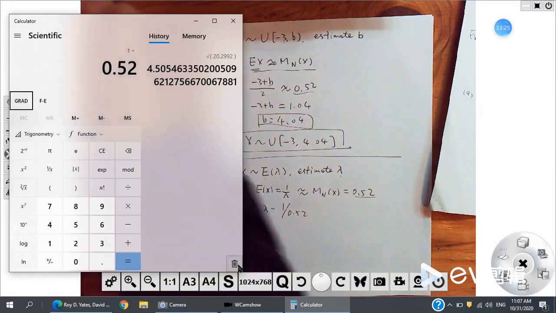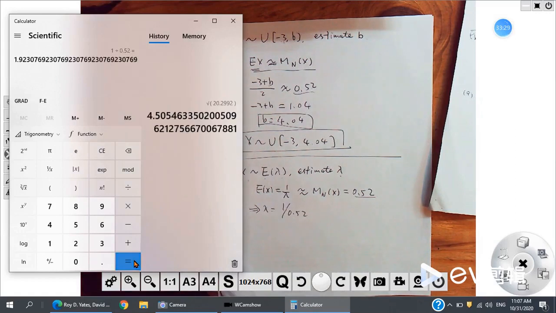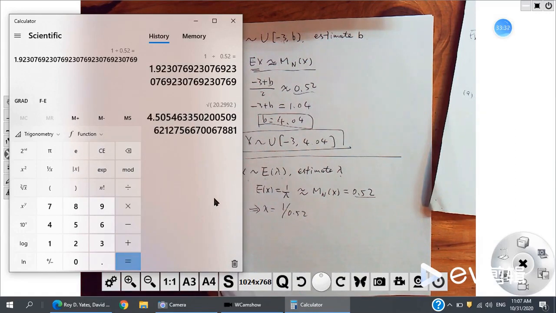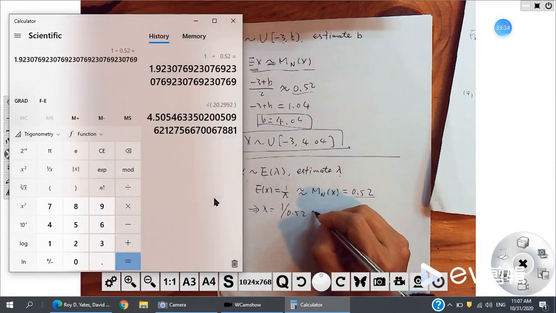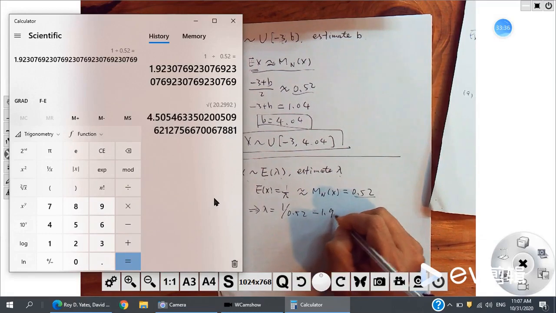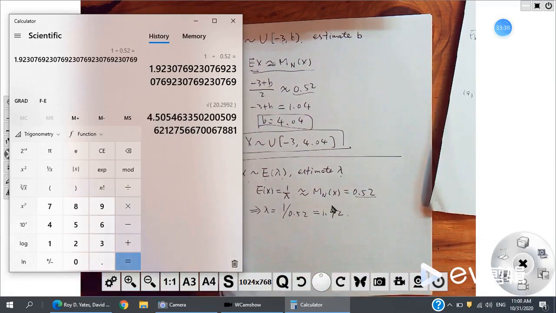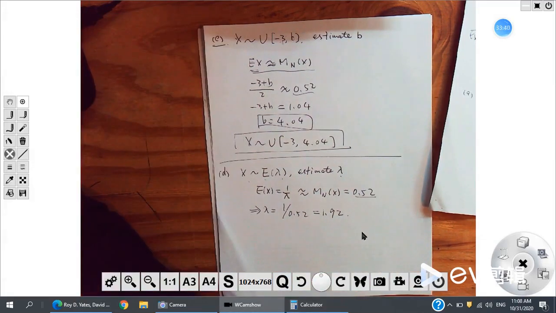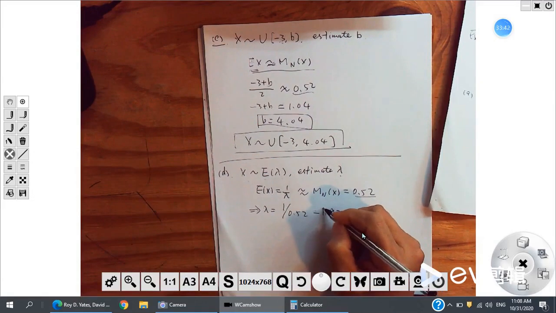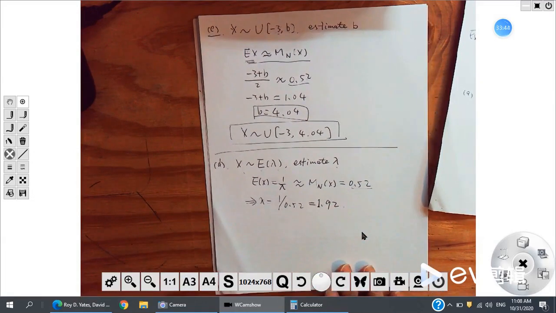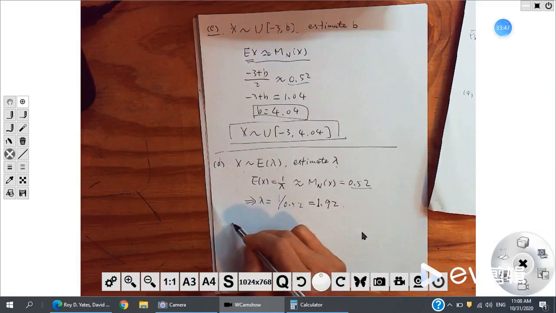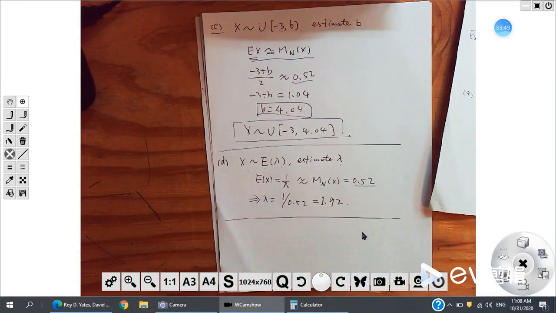Oh, you already calculated. Yeah, no. This is this one. Now is it right? It is 1.92. Okay, I just put 2 digits after the dot. It will be fine. Okay, 1.92. So we have lambda. So you see, do you understand how to do it?